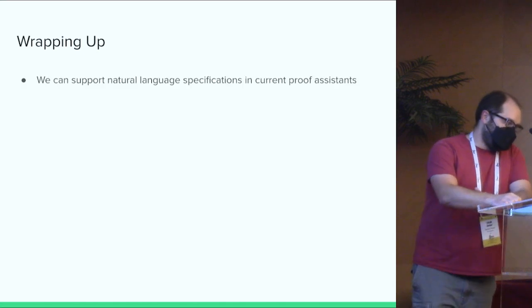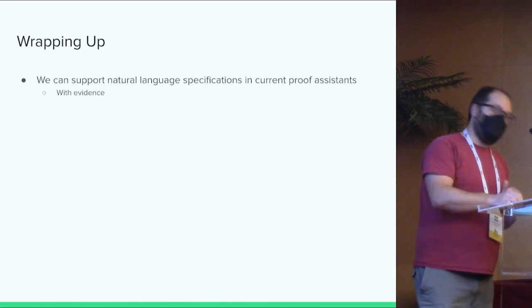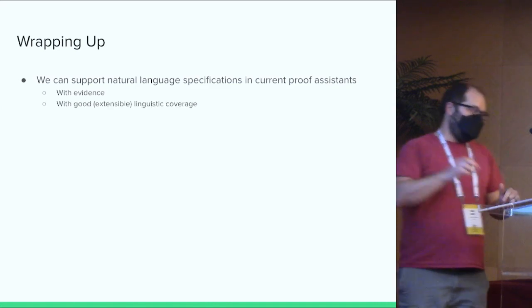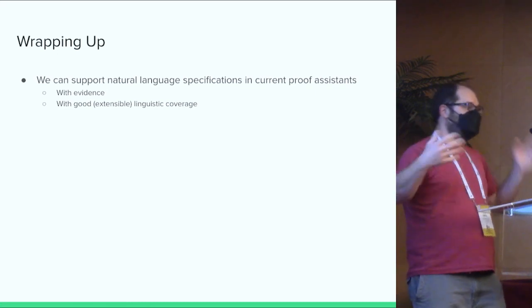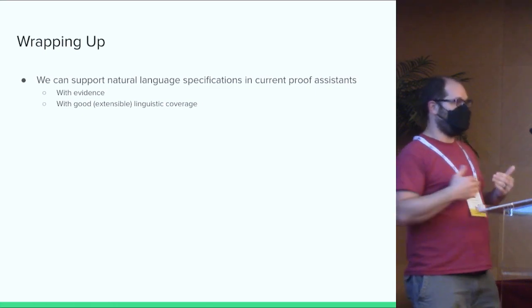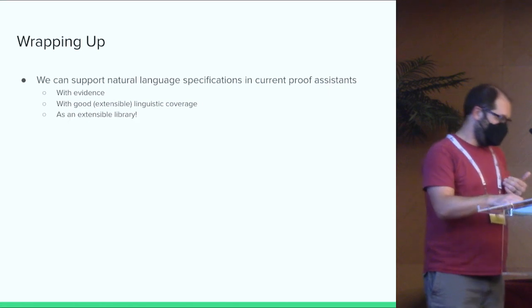So, wrapping up, we can support natural language specifications in current proof assistants with evidence, because we construct it during parsing, with good extensible linguistic coverage. I didn't get into the linguistics of how we treat certain language constructs, but everything we've done is literally read directly out of the linguistics literature. We have not had to be creative with anything yet.